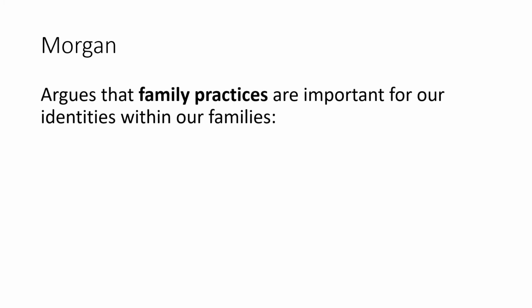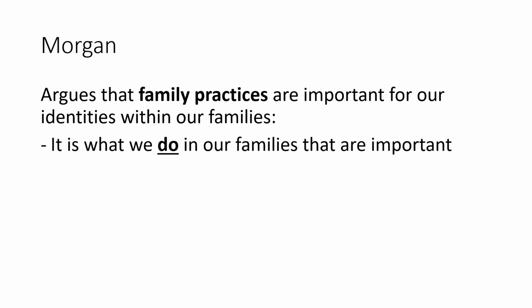Morgan, next, last key thinker for personal life perspective. Slightly more simple than Smart's 5-pronged approach. Morgan argues that family practices are important to our identity within the family. So this means that the way you feel part of your family and the way that you feel that you belong to your family is via the things that you physically do in the family.